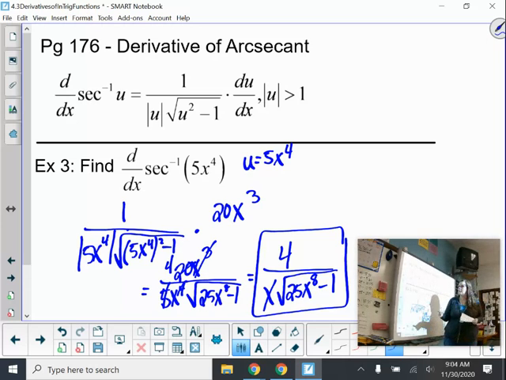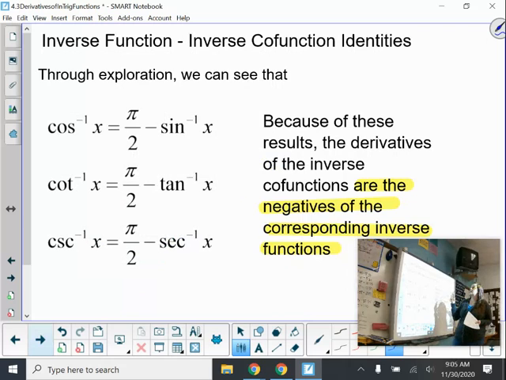Now, there are 3 trig functions we didn't talk about. Cosine, cotangent, cosecant. Well, what do all those have in common? They're all cofunctions. And if you recall, back when we were learning about the derivatives of the cofunctions, they were all negative. And that's basically all you're going to do for the derivative of the cofunctions when they are inverses. So normally you would just take your pi over 2 and subtract out the corresponding regular function. But because of those results, here highlighted in yellow, your derivatives are just the negative of the corresponding function.